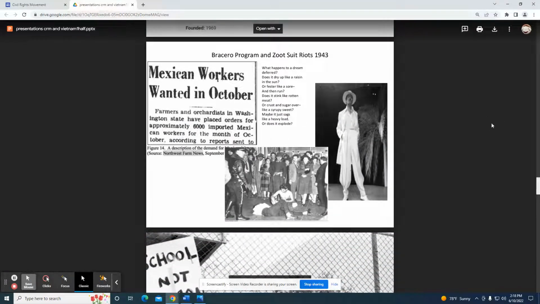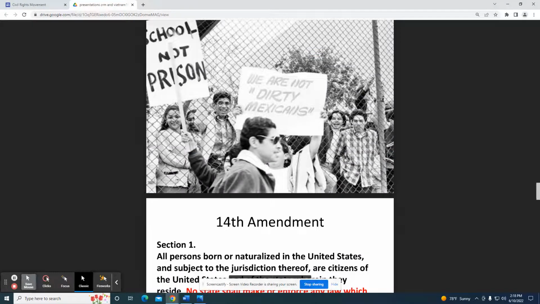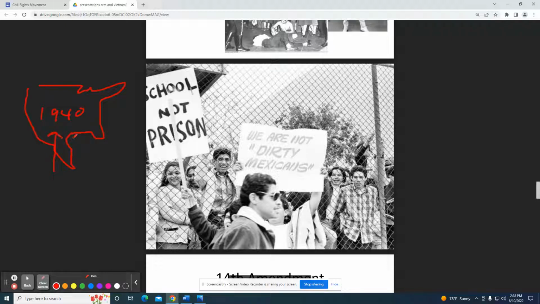Mexican Americans. For the Mexican Americans, we looked at them during World War II. This particular image shows the Zoot Suit riots that we addressed. By the time we get to the Civil Rights Movement, you'd have to go back to World War II. Let's use 1940. In 1940, we know that immigration to the United States was encouraged from Mexico. So we're going to see Mexicans starting to come over here to work.